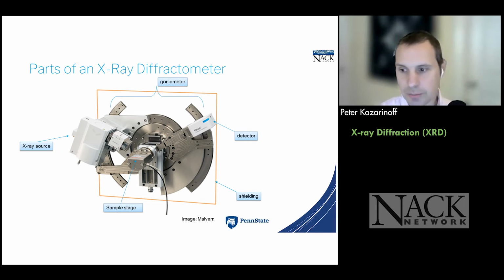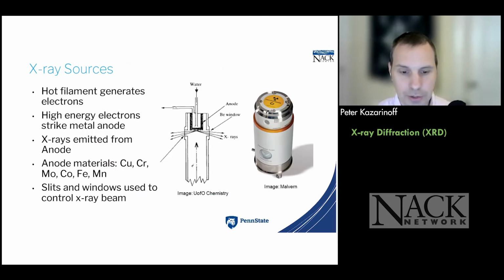Since an X-ray diffractometer produces X-rays, there is shielding around the instrument to prevent technicians that operate these instruments from being exposed to X-rays. The X-rays in diffractometers are typically generated by hot filaments, which create electrons, and then an electromagnetic field accelerates those electrons to a metal anode target. When the electrons hit that target, they emit X-rays, and typical anode materials include copper, one of the most common ones, but also chromium, molybdenum, cobalt, iron, and manganese.